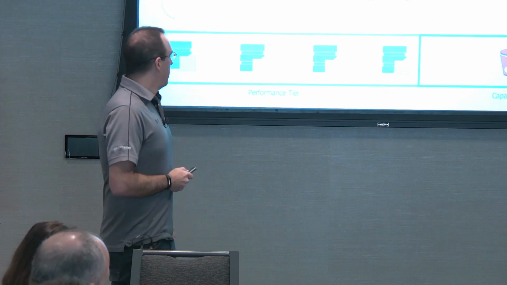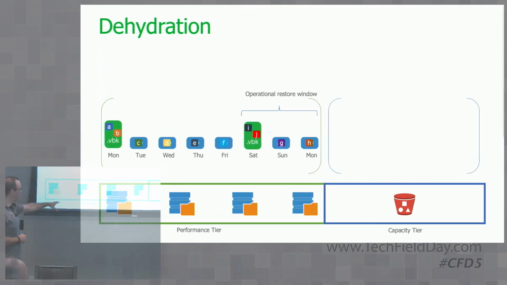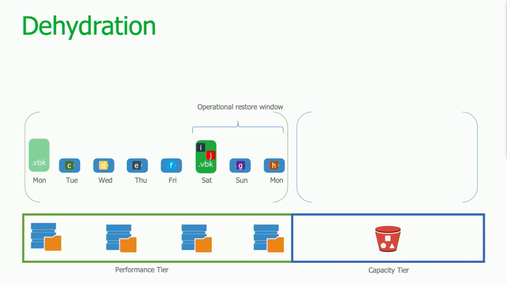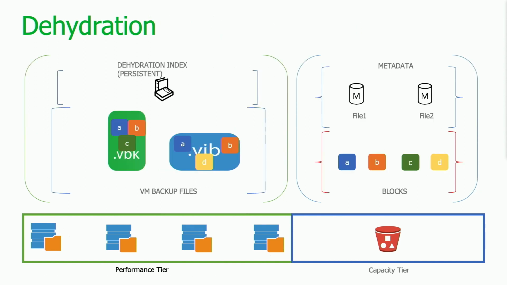In terms of what it looks like at a very easy level, this is an example of a few blocks that sit within backup files. We've got the operational restore window, the performance tier, and the capacity tier. So what we basically do is look at those blocks that sit outside an operational restore window. We then shift the blocks across into the capacity tier and basically dehydrate those files on premises. Pretty simple representation of it. It's a good visual.